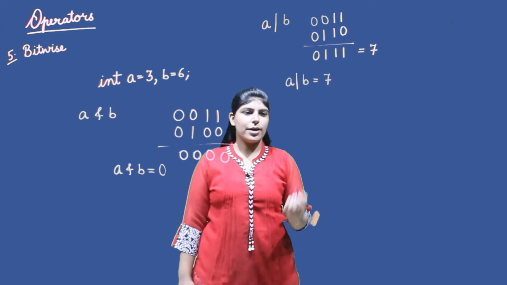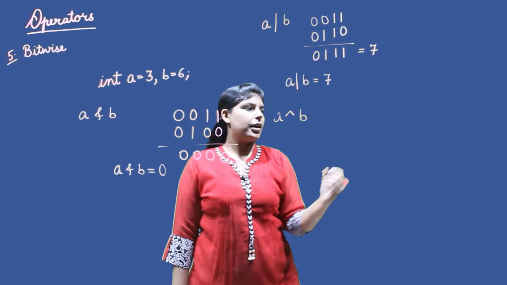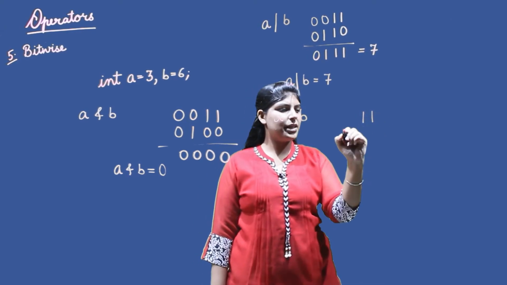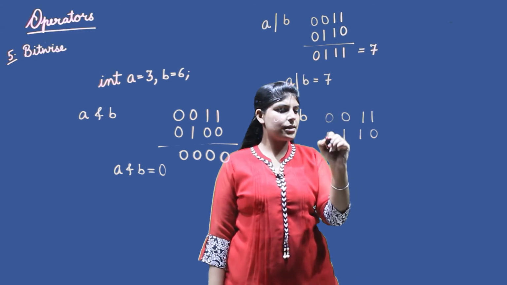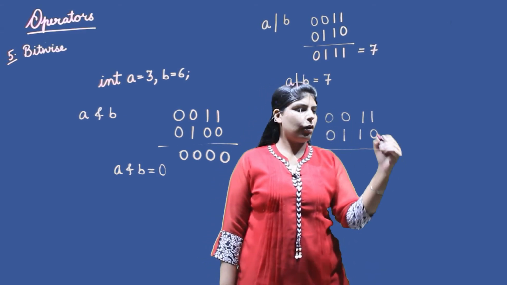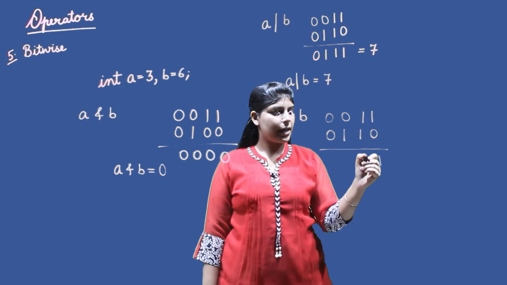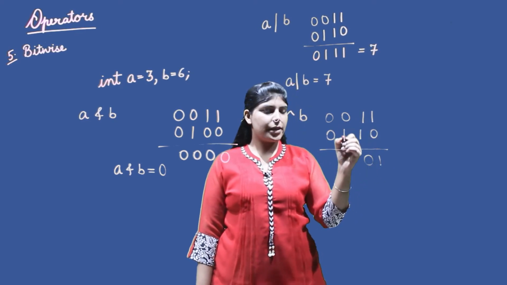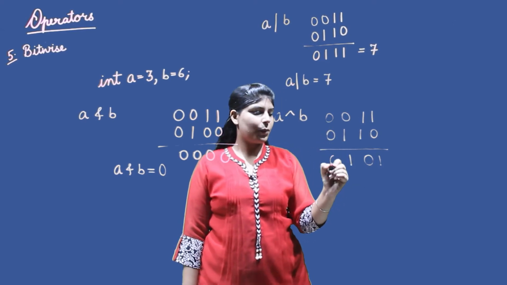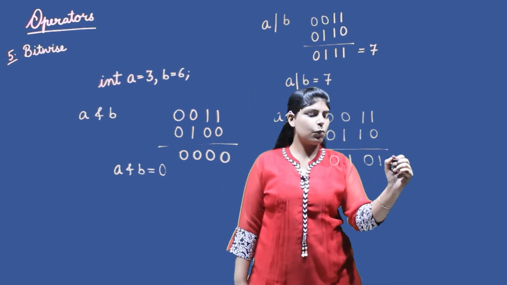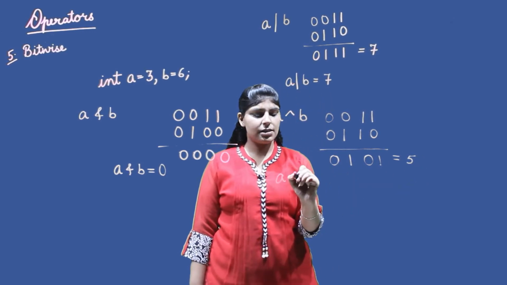So if we do the XOR operation on A and B, A XOR B, A is written as 1 1, B is written as 1 1 0, represented using 4 bits. Now both the bits are different, so XOR will return 1. Bits are same, XOR will return 0. Bits are different, XOR will return 1. Bits are same, so XOR will return 0. So this is equivalent to 5. So A XOR B is 5.